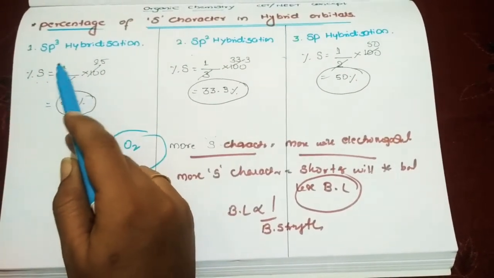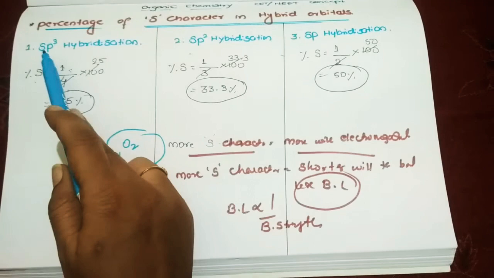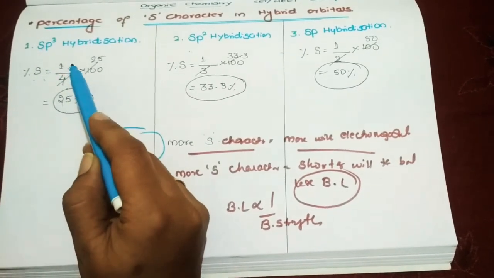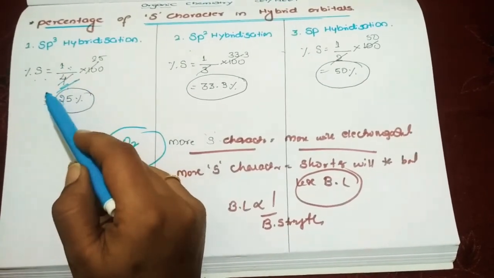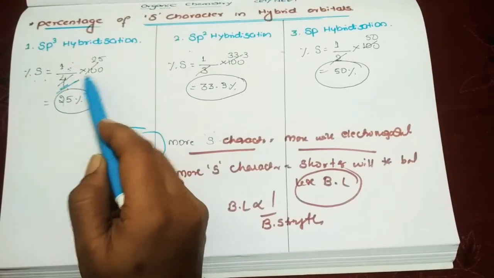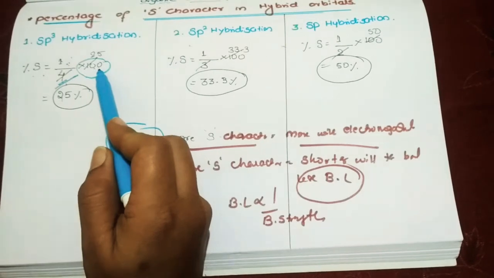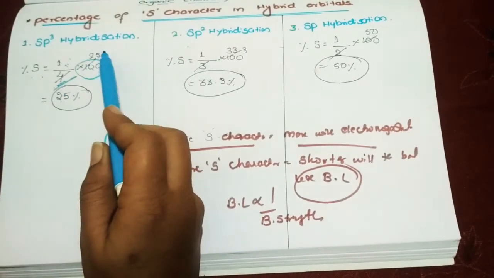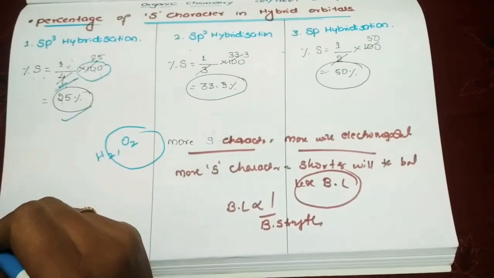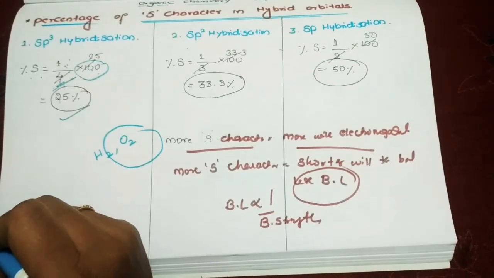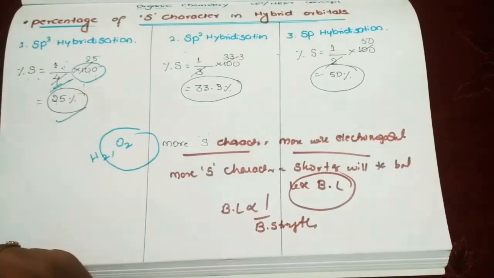Percentage of S character is equal to 1 by 4. What is 1? The S orbital that is present. We have only one S orbital, so I'm writing 1. Out of 4 orbitals, we have 1 orbital that is S. So 1 by 4 into 100, since we need to find the percentage, we have to multiply with 100. When I simplify, 4 ones are 4, 25, so I get 25%. So the S character in case of sp3 hybridization, dear students, is 25%. Such questions have already appeared in previous exams.